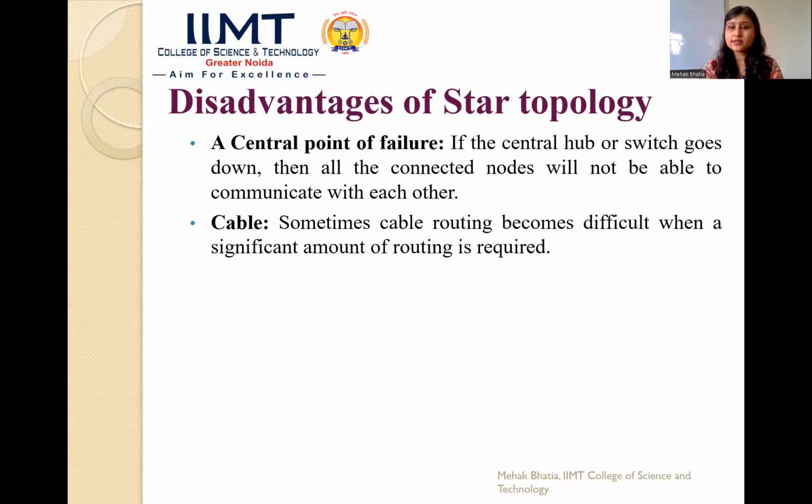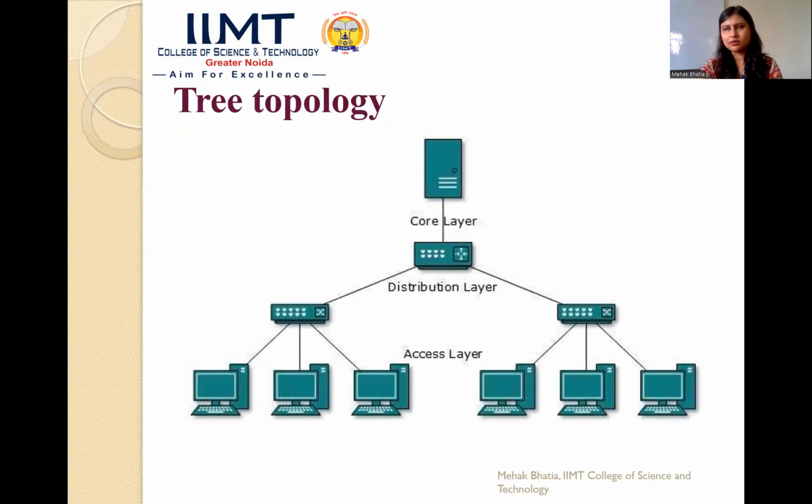Now, what is the disadvantage of star topology? A central point of failure. Let's suppose the main server or the main central hub or switch gets down or has some fault. Then all the other nodes connected to that hub will also get affected. So this is one of the most important disadvantages of the star topology, a central point of failure. Next is the cable. There could be some problems in the cables also. Sometimes cable routing becomes difficult when a significant amount of routing is required. So this was all about the star topology.